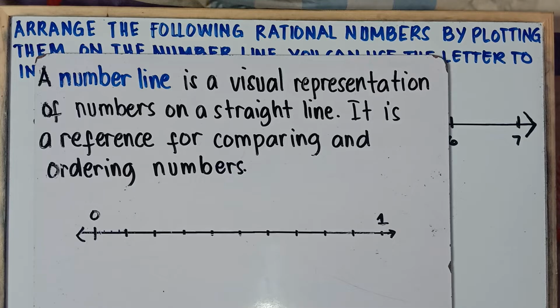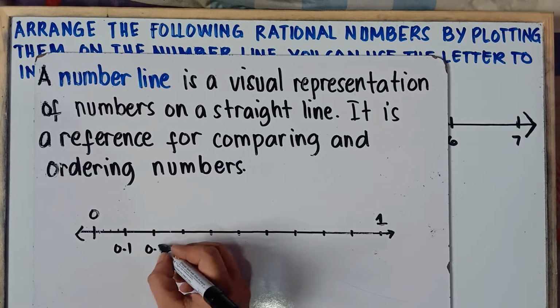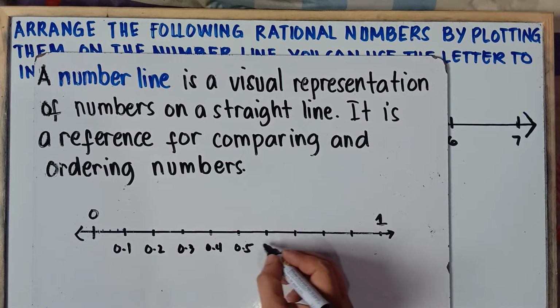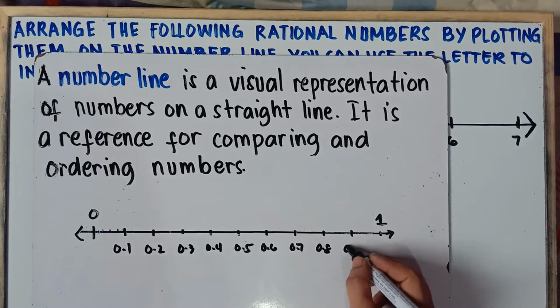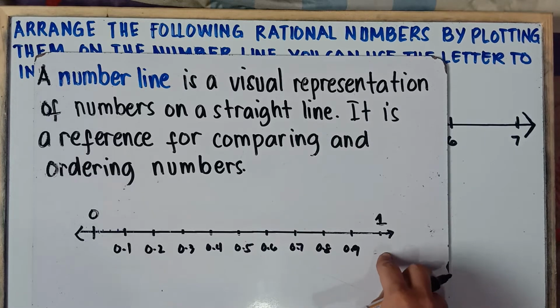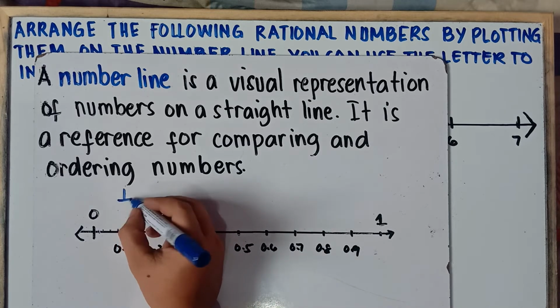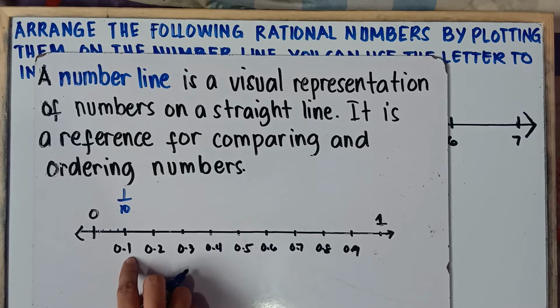So therefore, after 0, you can write 0.1. Next will be 0.2, 0.3, 0.4, 0.5, 0.6, 0.7, 0.8, 0.9, and next will be 1. Now if you write this, class, into fractional form, 0.1 is the same as 1 over 10. Why is that, sir? Because the place value of 1 is tenths.